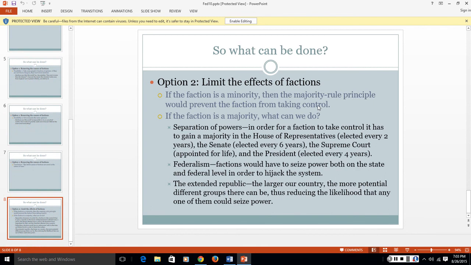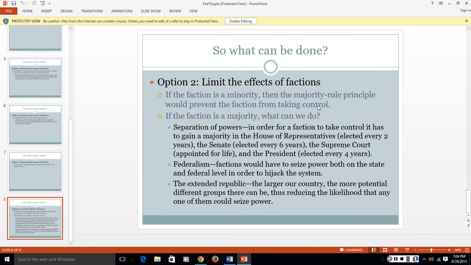Option 2 is to limit the effects of factions. And if it's a minority faction, then fine, the majority rule principle will limit them. But what happens to the faction and majority? What happens when the faction is a large group of people with a lot of power? Well, that's where you see things like the separation of power come into play, where you have your judicial branches, the executive branches, legislative branches, all there for different periods of time.